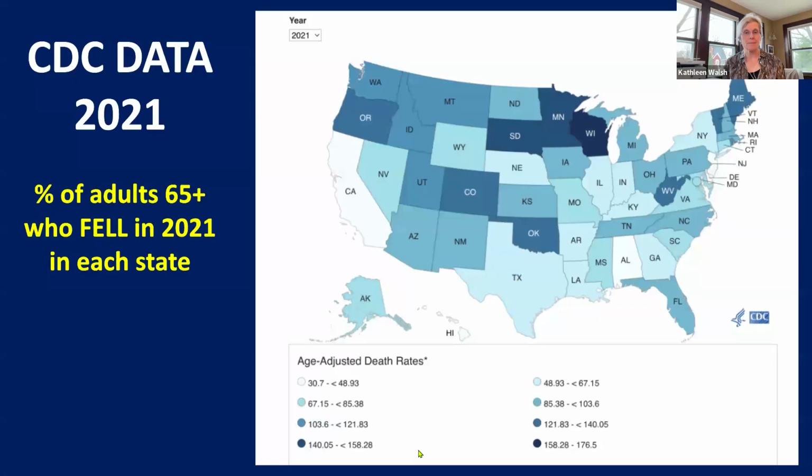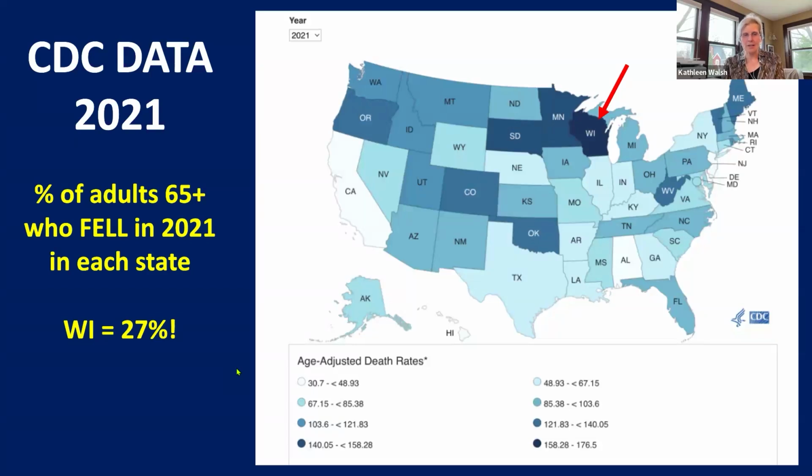This will go to the next slide. This is CDC data from 2021 and the percent of people over the age of 65 who fall in each state. And the darker the color, the more people that fall. In particular, this map is showing how many people die directly from a fall. And if we go one more click, Wisconsin, believe it or not, has the highest age-adjusted death rates related to falls. Every year, 27% of our folks here in Wisconsin over the age of 65 fall. And we have more people that actually die from a fall.